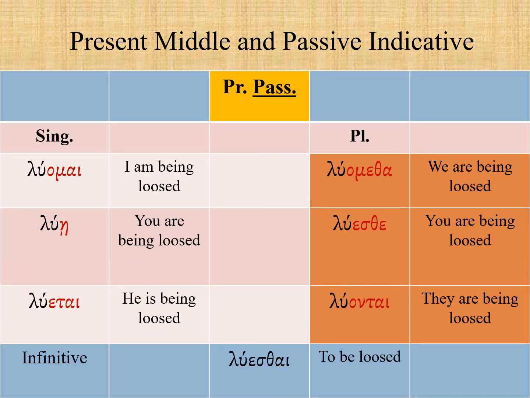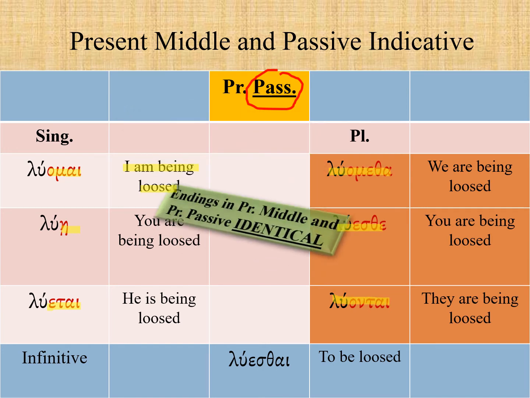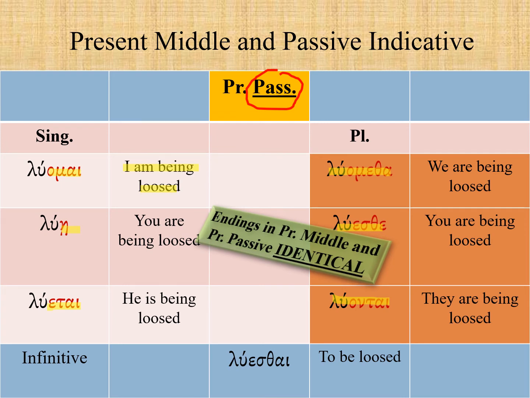And here we see the chart of the present passive voice verb, and as you can see, the endings are identical to the middle, but notice that the translation is I am being loosed or I am loosed. So there's really no difference in the way that the verb appears, but the translation is different. So we have to be careful as we look at the context whether the verb is actually in the middle voice or passive voice, because certainly it cannot be both of them at the same time.